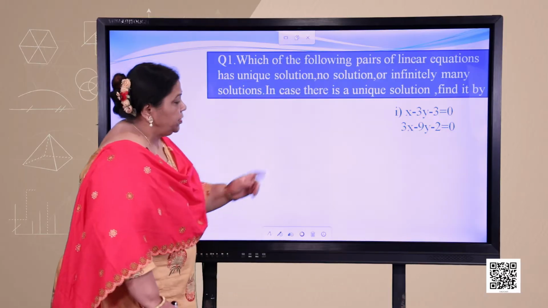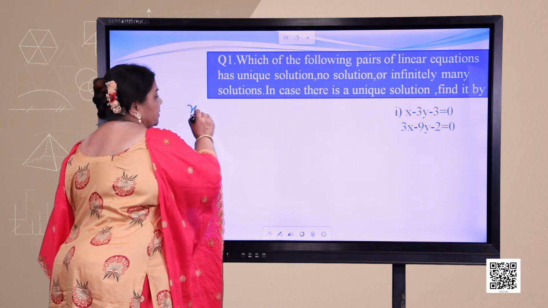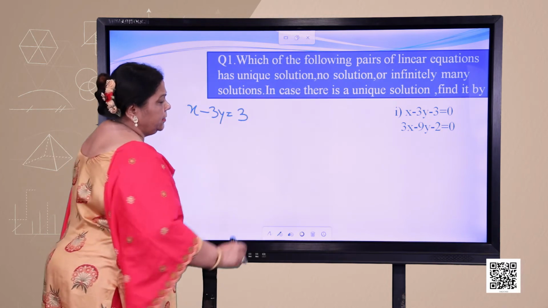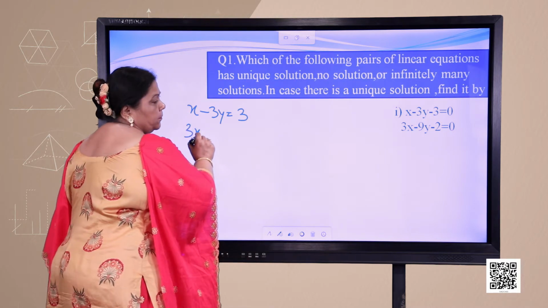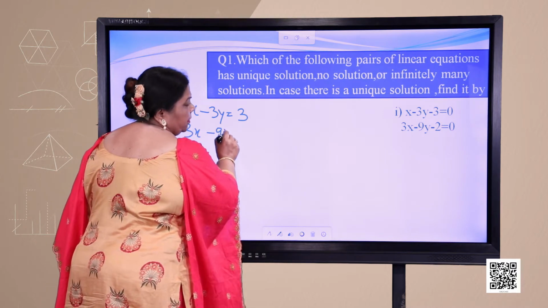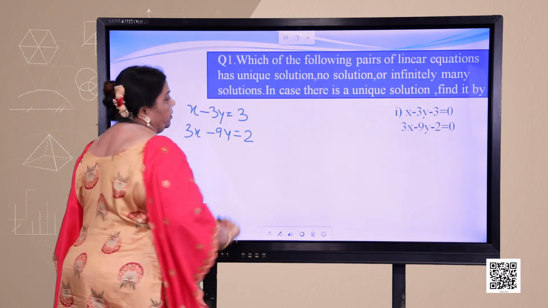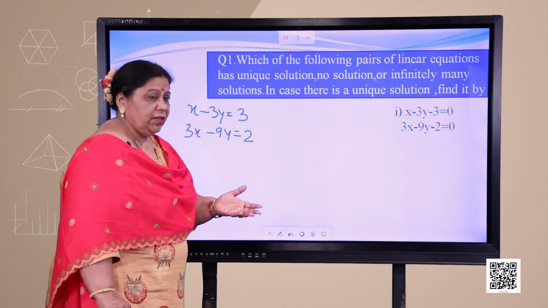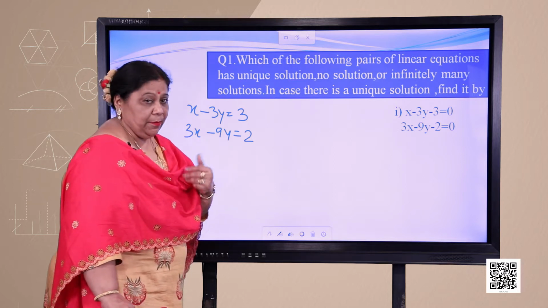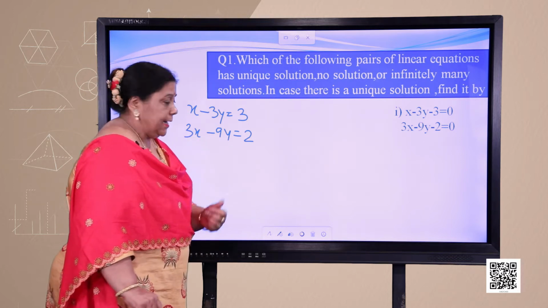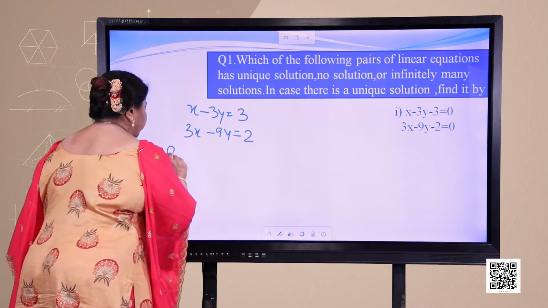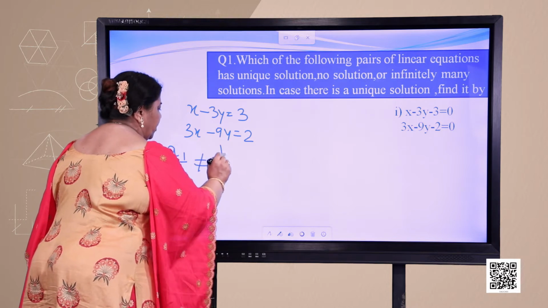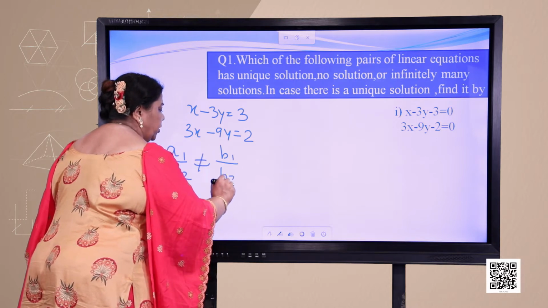We have first equation as x minus 3y is equal to 3 and 3x minus 9y is equal to 2. First I have to find out whether these pair of linear equations are having unique solution or no solution or infinitely many. As we have already studied the 3 different cases, a1 upon a2 should not be equal to b1 upon b2 for unique solution.